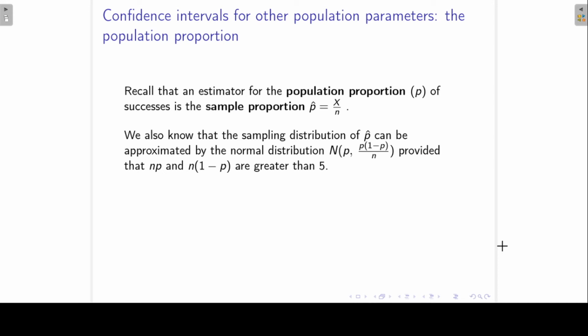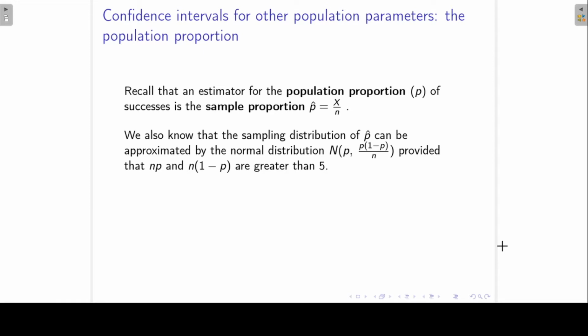We have set up confidence intervals for the population mean and for the population variance. So now we're going to find a confidence interval for the population proportion. Now recall that an estimator for the population proportion, which we indicate with a P, is the sample proportion P hat, which is equal to x over n, where x is the number of successes and n is the sample size.